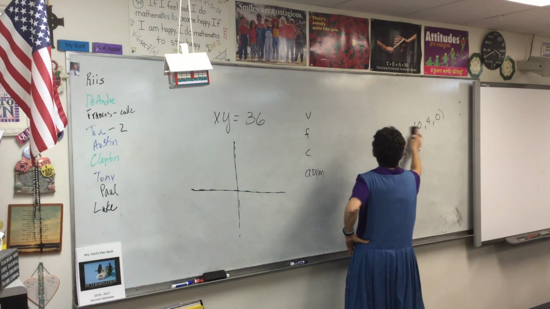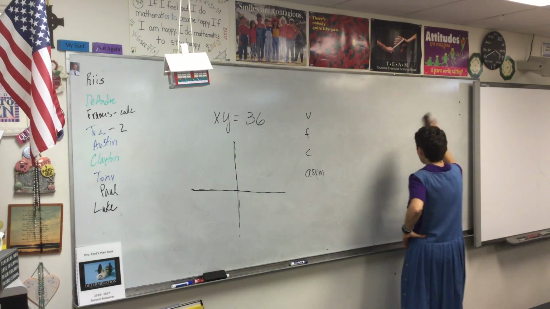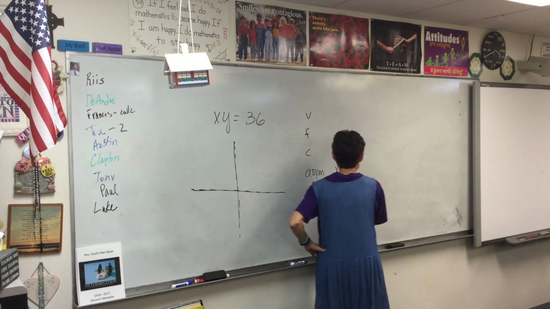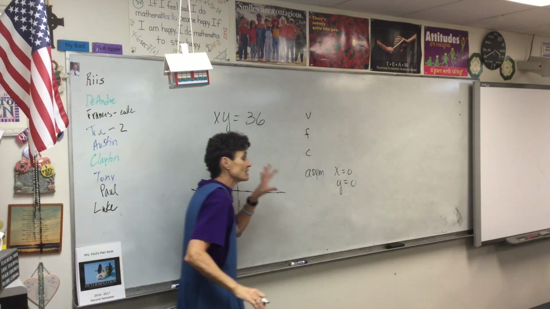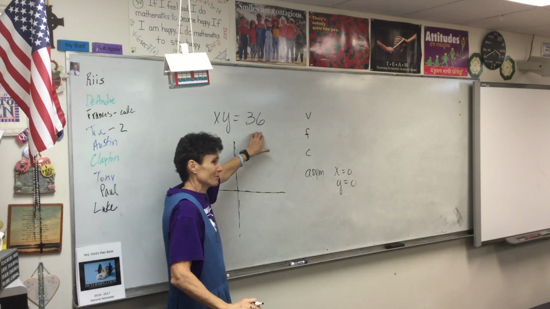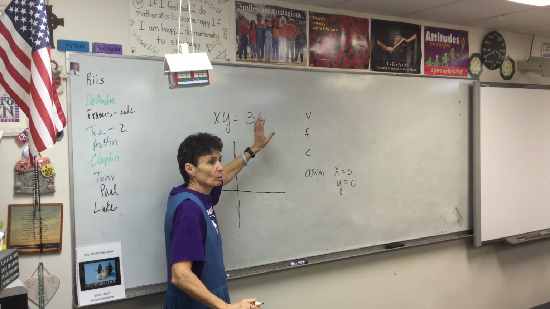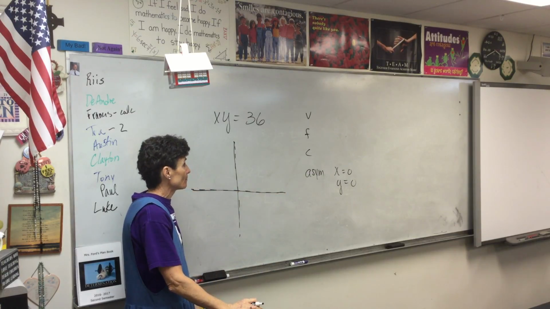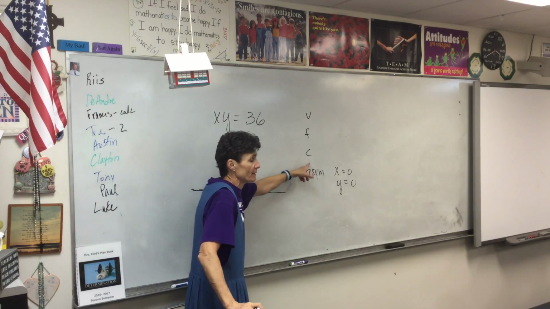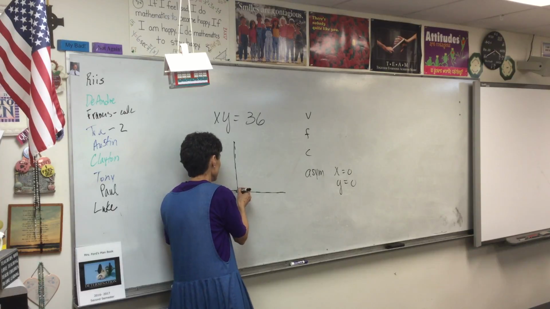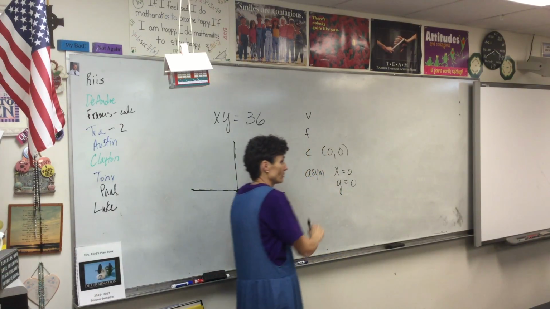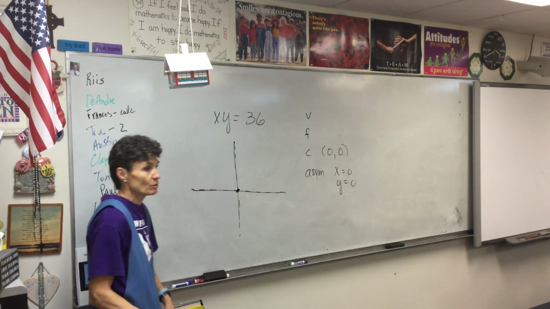Now, what are the equations of the asymptotes? X equals 0 and y equals 0. That is going to be true no matter what number this is, okay? XY equals whatever. Those are going to be your asymptotes. Where's your center going to be? 0, 0. Your asymptotes cross at the center. If these are going to be your asymptotes, that's going to be your center.